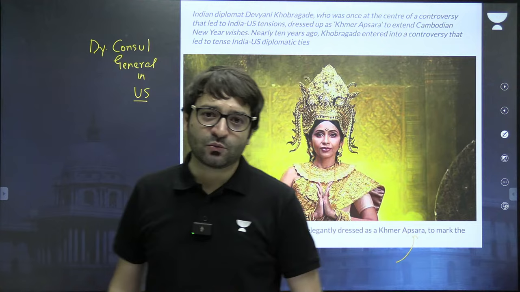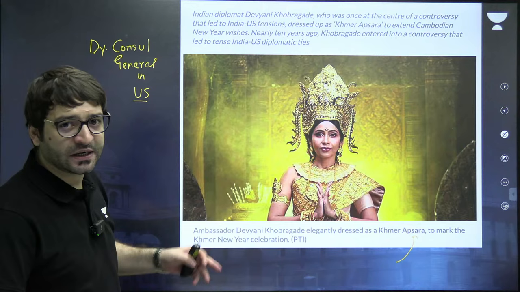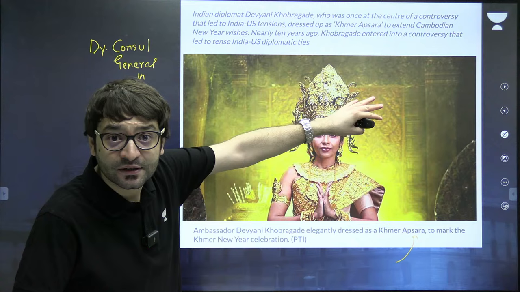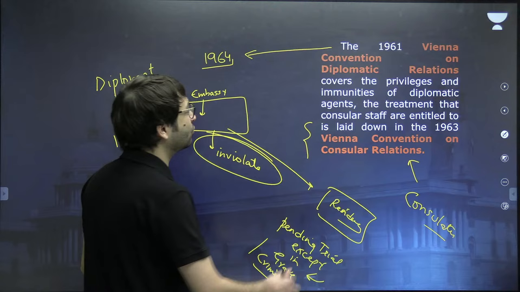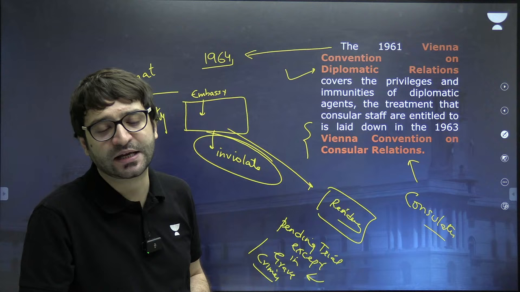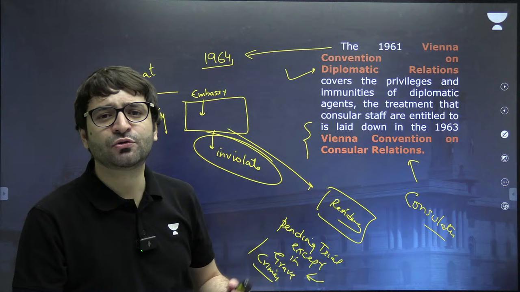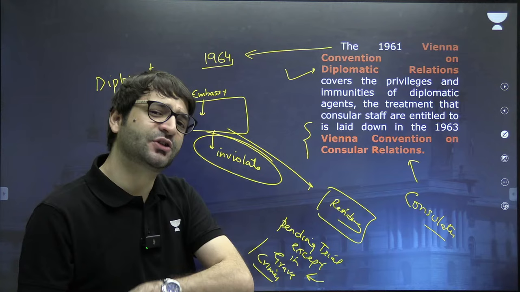Then what did India do? India immediately shifted Devyani Khobragade from the consulate in the United States to the United Nations. And those officers posted in the United Nations also enjoyed complete immunity under the Vienna Convention on Diplomatic Relations, 1961. Then she was allowed to leave the United States, but the case is still pending. She is not going back to the United States. Now she is the ambassador of India to Cambodia.